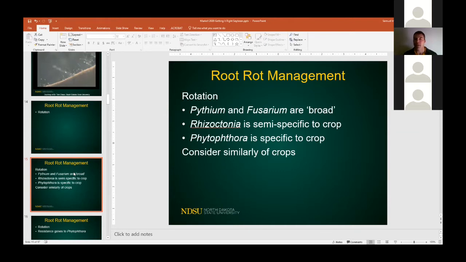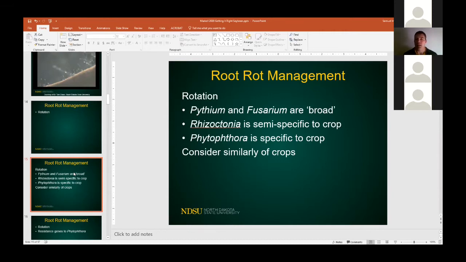Rhizoctonia is semi-specific to the crop. And so this is important if you, which I don't think many of you do, but if you had dry edible beans or maybe sugar beets in a rotation, which would be much more rare for the west than the east of the state, you would be more concerned about Rhizoctonia. So Rhizoc is semi-specific. And the reason is that Rhizoc has some genetic differences where a Rhizoc in soybeans won't actually hit wheat. A different Rhizoc might, but that same one is mutually exclusive.